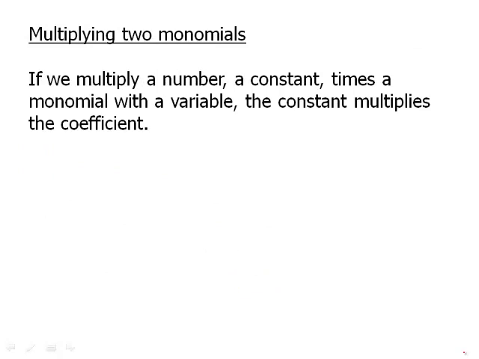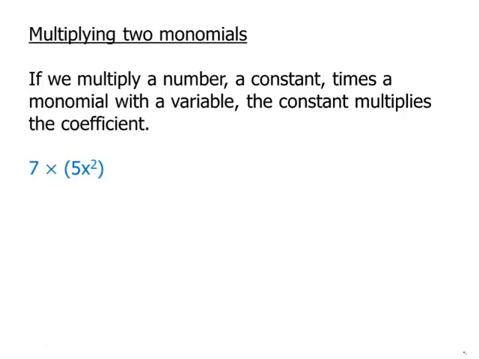Alright, so now we can start talking about multiplication. If we multiply a number, a constant, times a monomial with a variable, the constant multiplies the coefficient. So for example, 7 times 5x squared is just going to be 35x squared. We're just going to multiply that constant times the coefficient. 2 times r to the fourth, s squared t cubed, well, the coefficient is 1, so it would just be 2 times 1. It would just be 2 times that same combination of variables.